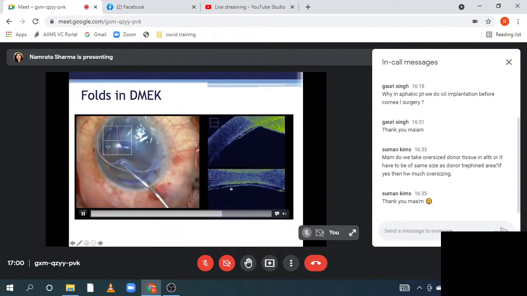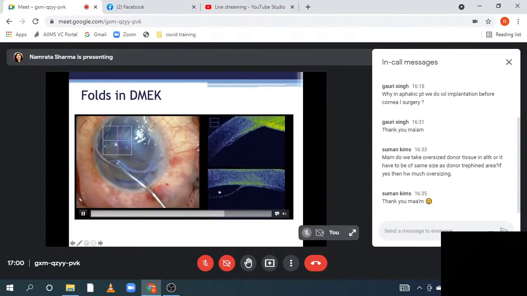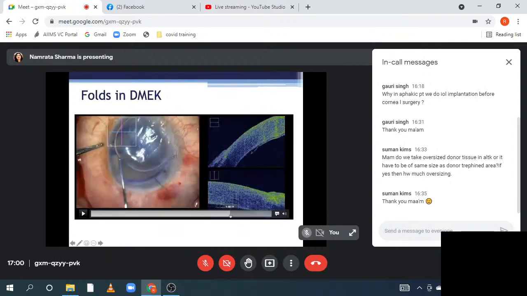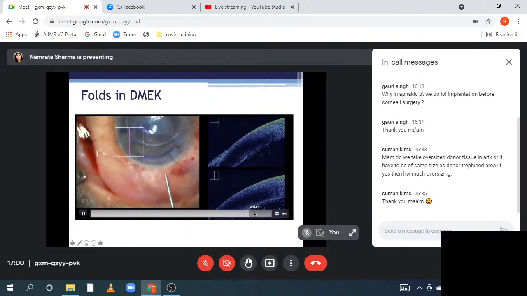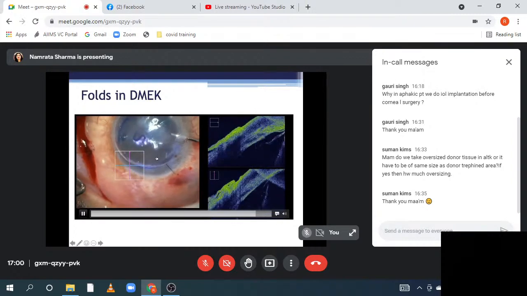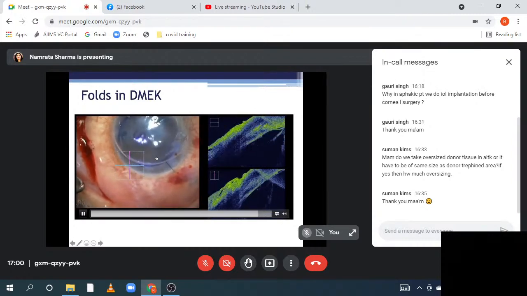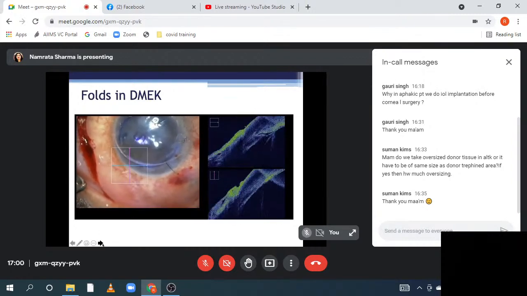So best is to put some fluid above the fold. And when you put the fluid above the fold, it kind of unfolds. And then you are there. And the correct S is looking at you. So you know that your graft is oriented in the correct direction.